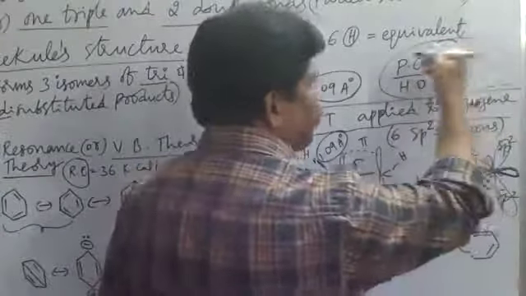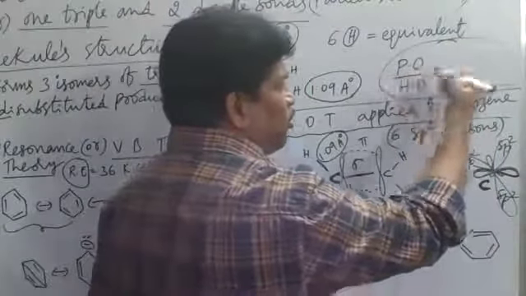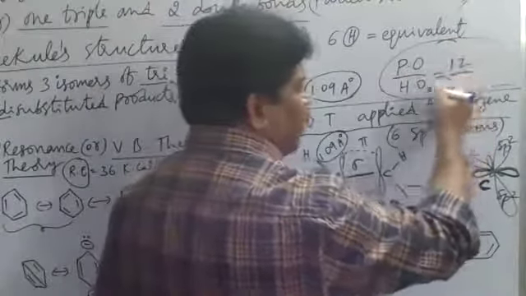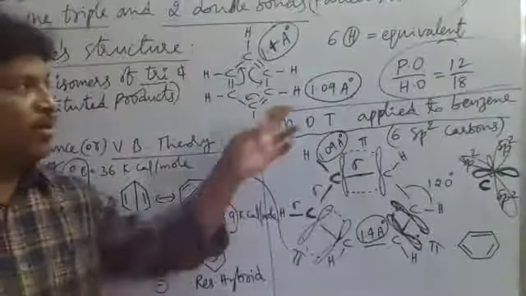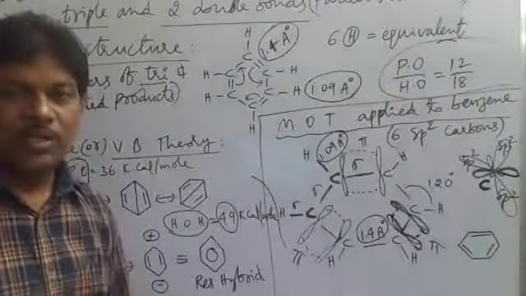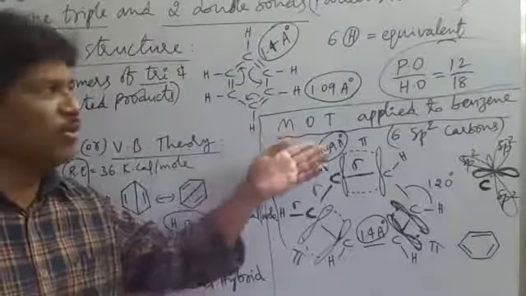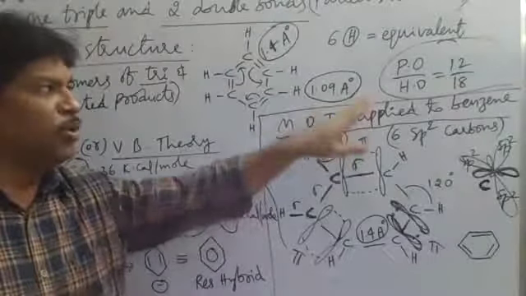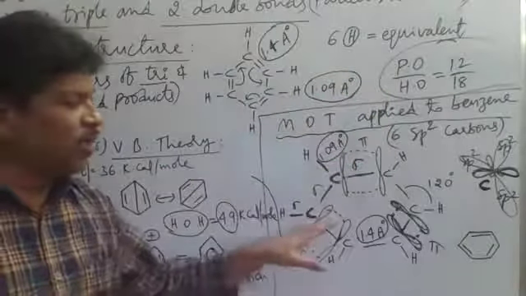It may be asked here: pure to hybrid or hybrid to pure orbitals ratio. So pure orbitals, how many? 12. Hybrid, how many? 18. So this is the ratio of pure orbitals to hybrid orbitals. Is that clear? It is about the ratio of pure to hybrid or hybrid to pure. Anything will be asked today.